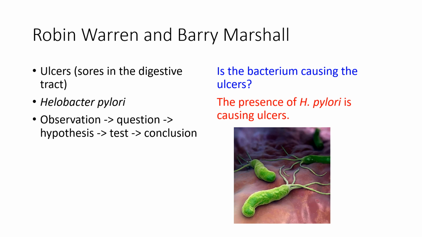Again, we have discussed this before with Robin Warren and Barry Marshall. This was the example I gave you for a hypothesis being formed from a question. Just a little repeat of that, little recap. Again, they found ulcers were always in the presence of Helicobacter pylori. And of course, I believe it was Barry Marshall who consumed a vial of Helicobacter pylori, and of course, he got ulcers.